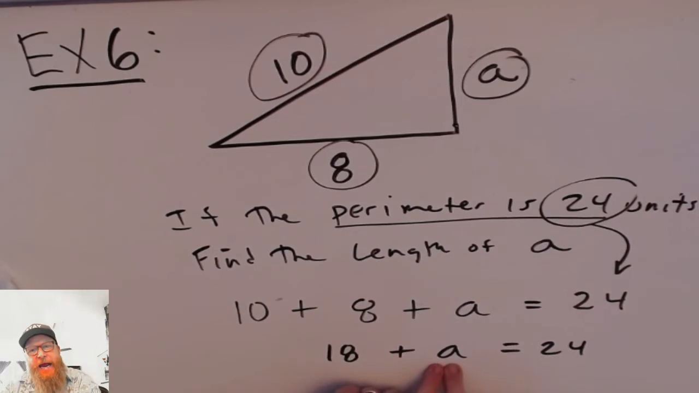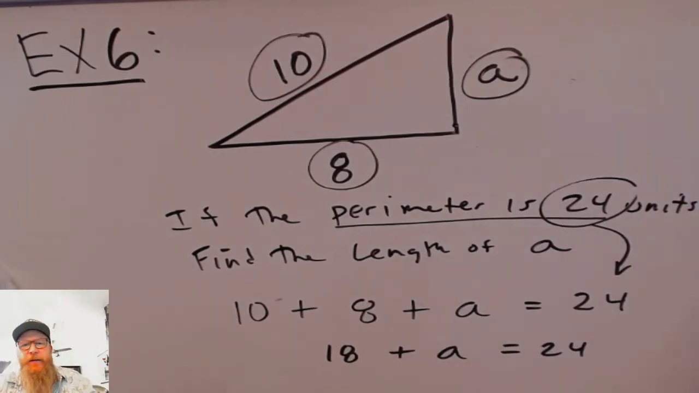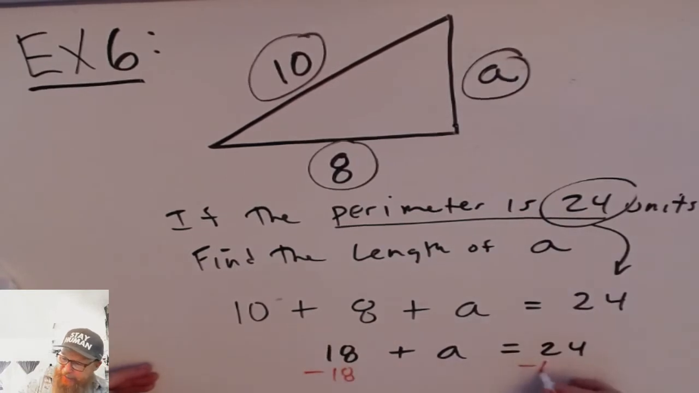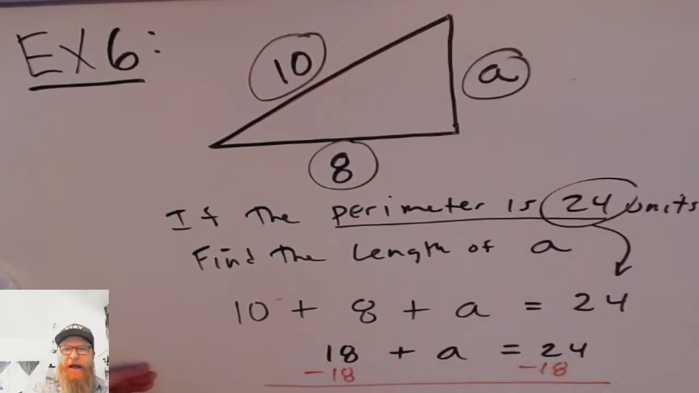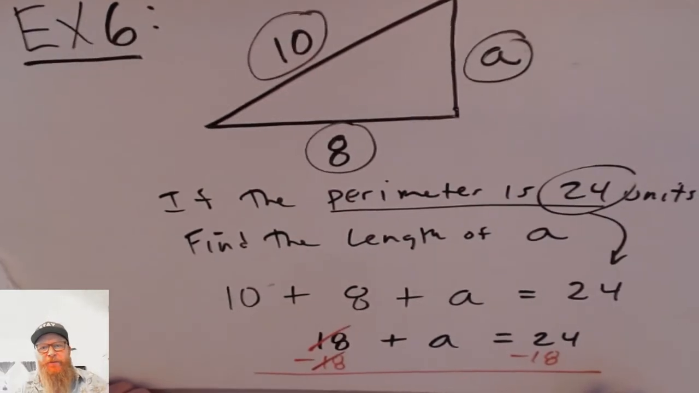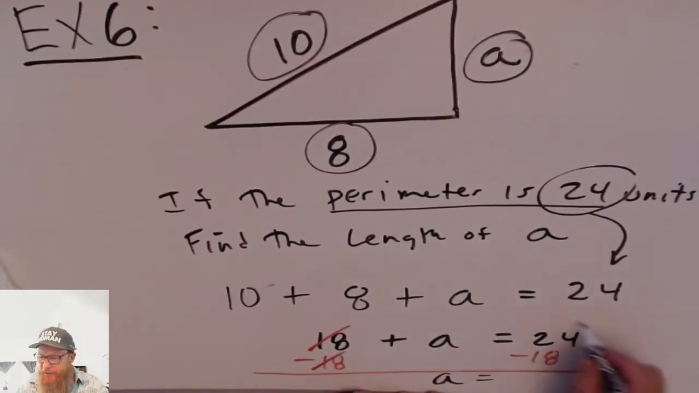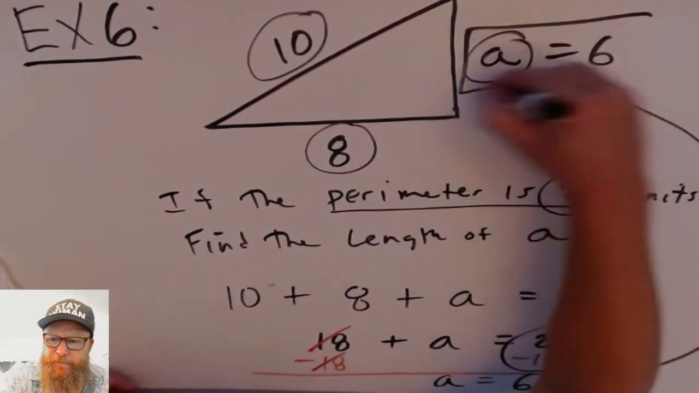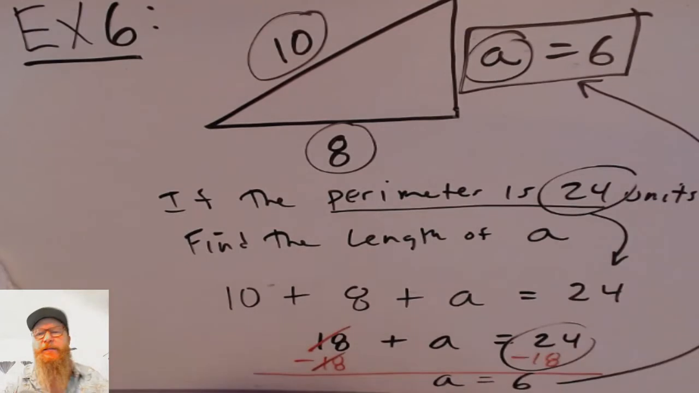I'm trying to get A by itself. So I'm going to do the opposite of 18, which is negative 18. I'm adding or subtracting. Either way you can think about it. Subtracting and adding are basically the same property. Crossing these guys off. Scooting my board up a little bit. I get A is equal to 6. So there you go. A is equal to 6.